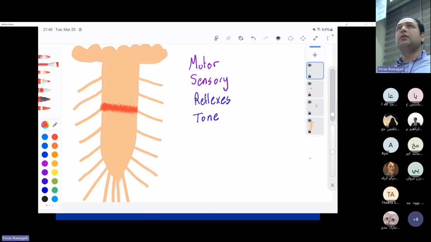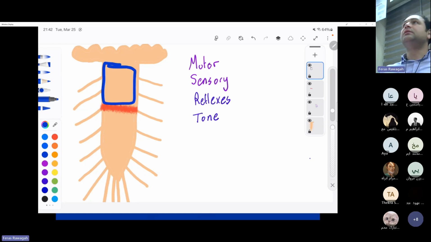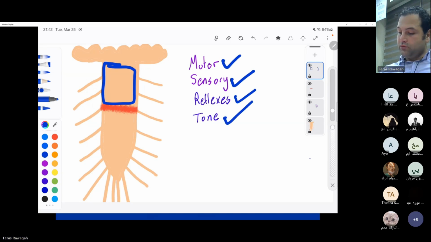So here comes the question. What happens with the dermatomes and myotomes which come from the level here above the injury? The level here above the injury, this part of the spinal cord, the level above the injury. In this part, everything works normally. The motor, the sensory, the reflexes, the tone, everything is okay, because this level is not injured.